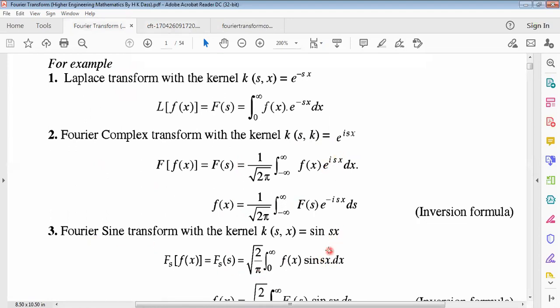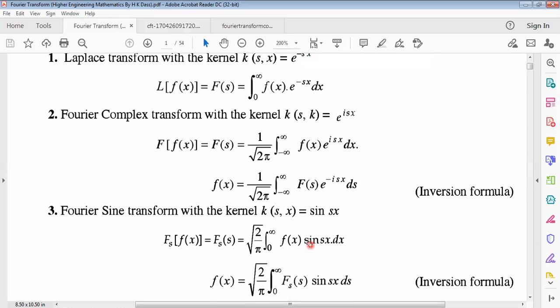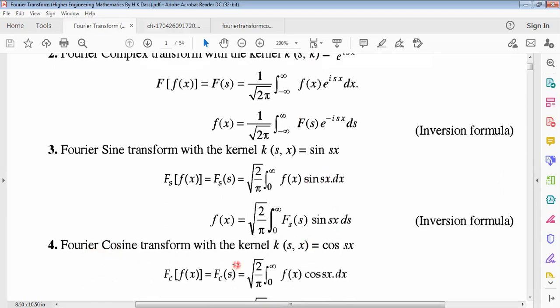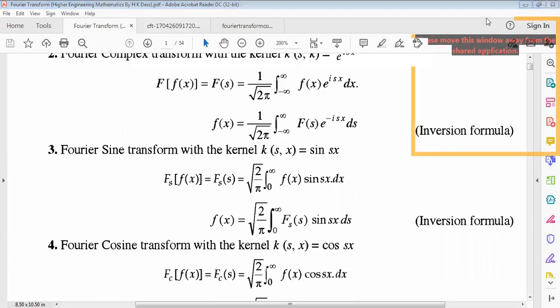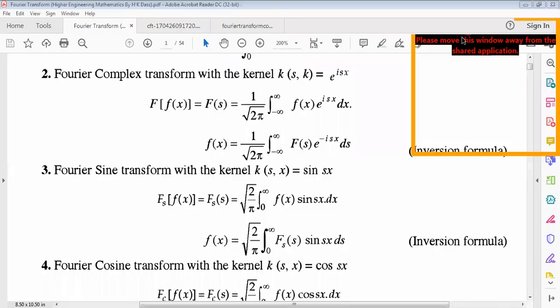This e to the power isx will be changed into sin sx, and this 1 by root over 2 pi will become root over 2 by pi. Remember it. If we use cos here, then it will be the Fourier cosine transform. So the Fourier complex transform with the kernel e to the power isx can be written as the Fourier transform of f of x equals f of s.